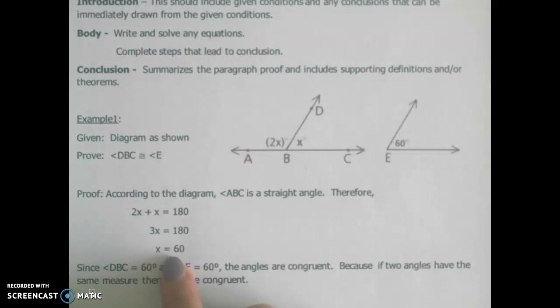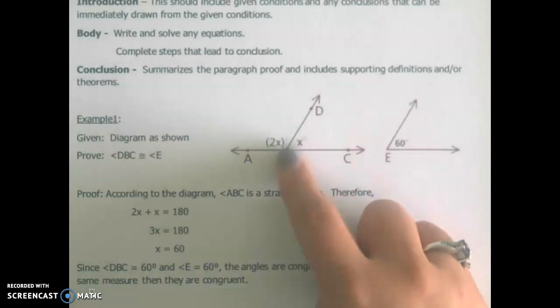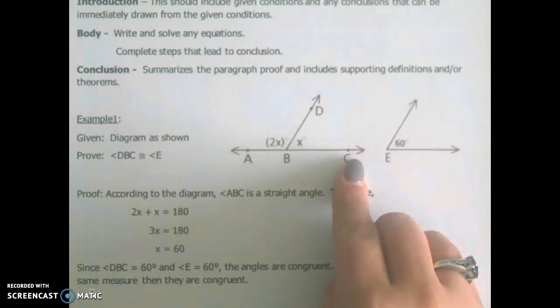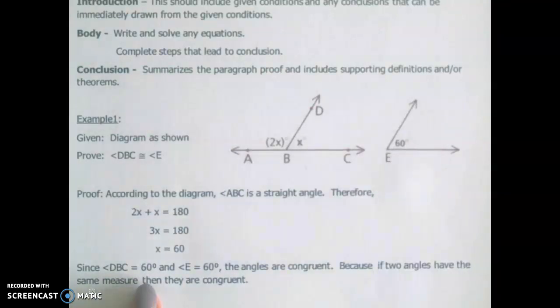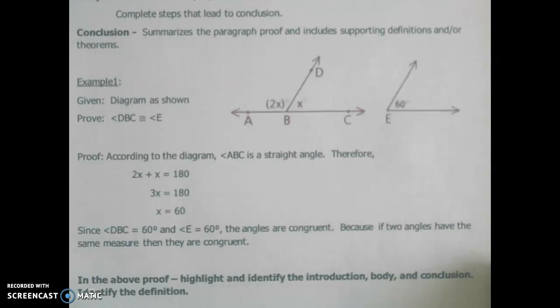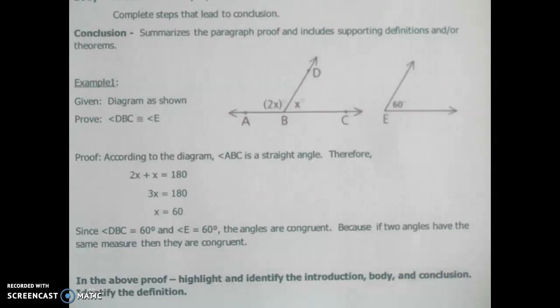Well, if x is 60, then that means that angle DBC is equal to 60 degrees, and I'm told in my diagram that angle E is 60 degrees. So since angle DBC is 60 and angle E is 60 degrees, the angles are congruent, because if two angles have the same measure, then they are congruent. And so down here at the bottom of the page, it asks us to highlight and identify the introduction, the body, and conclusion, and then the definition.